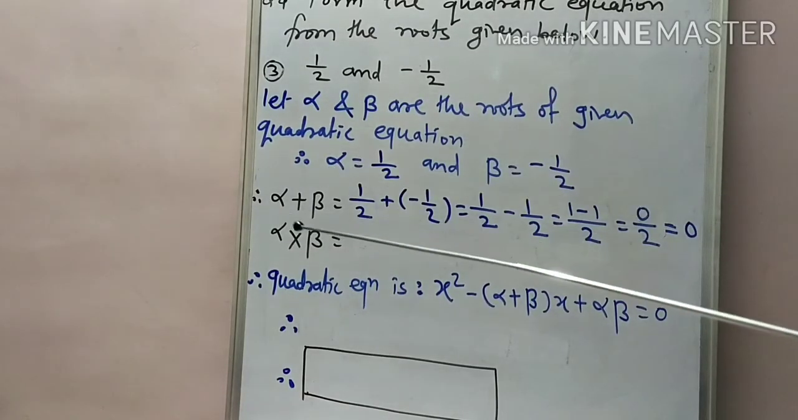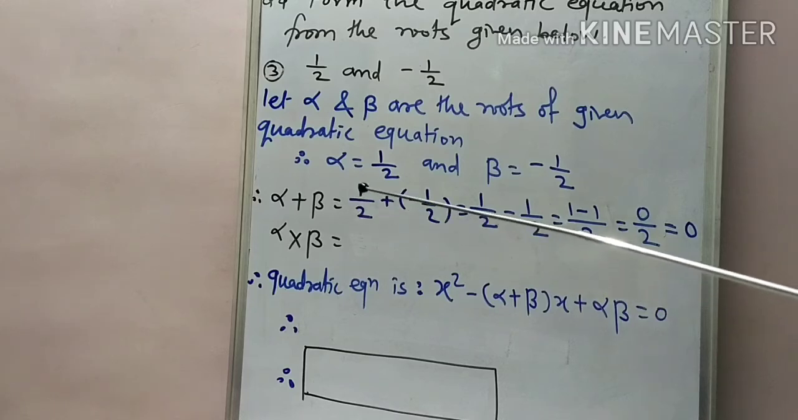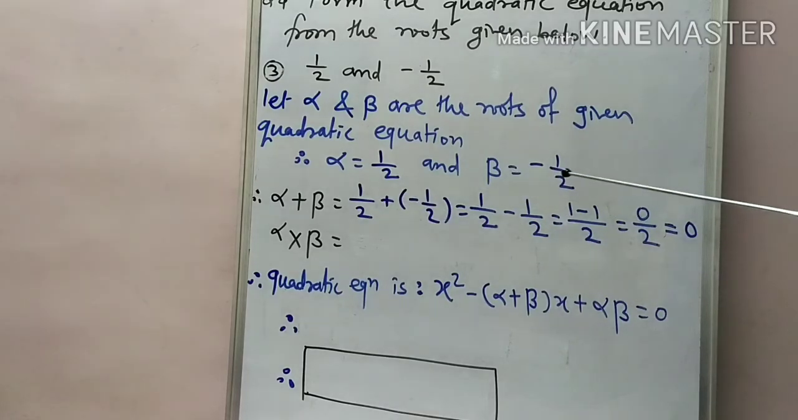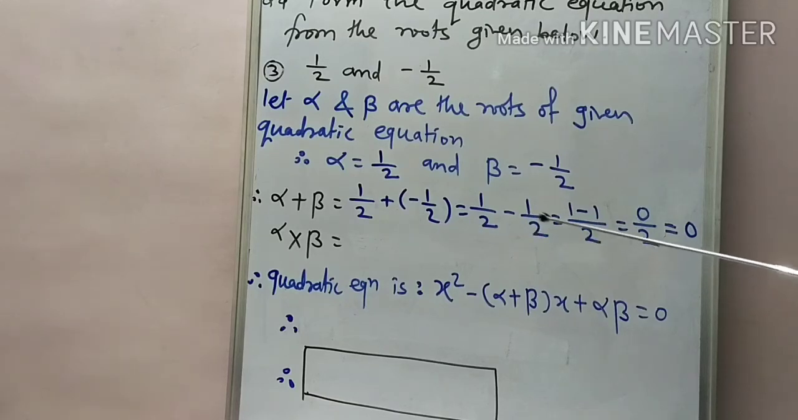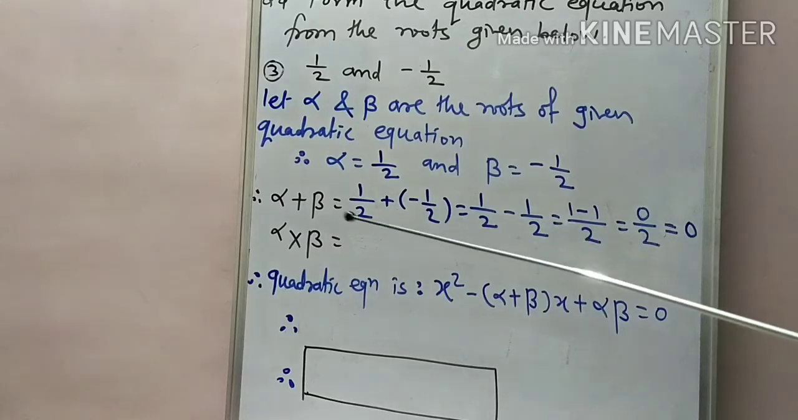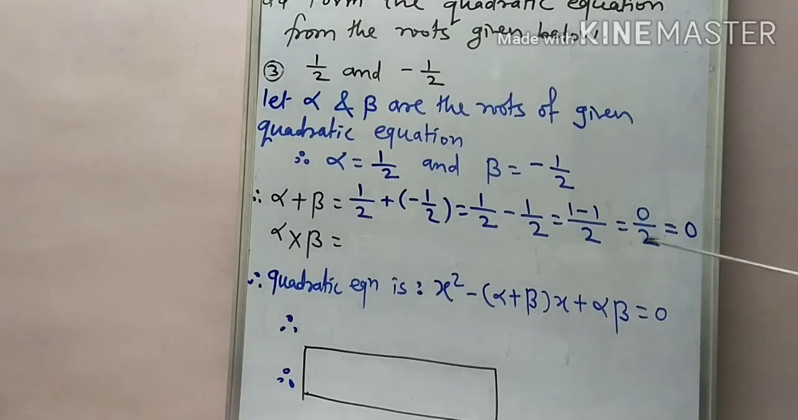As an addition of two roots, alpha plus beta equal to what? 1 upon 2 plus beta is what? Minus of 1 upon 2. So what does it mean? 1 upon 2, here we have the product of the two signs as minus 1 upon 2. Here the denominator is same, so we do the subtraction of numerator part, 1 minus 1 upon 2, and here we get in numerator the subtraction as 0 upon 2, answer is 0, means the sum of two roots is 0. And now we find the product of two roots.